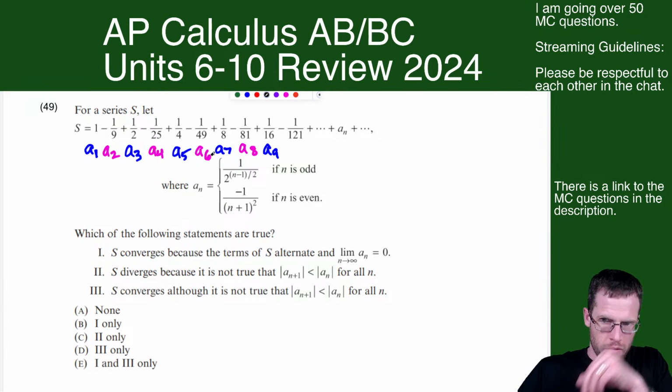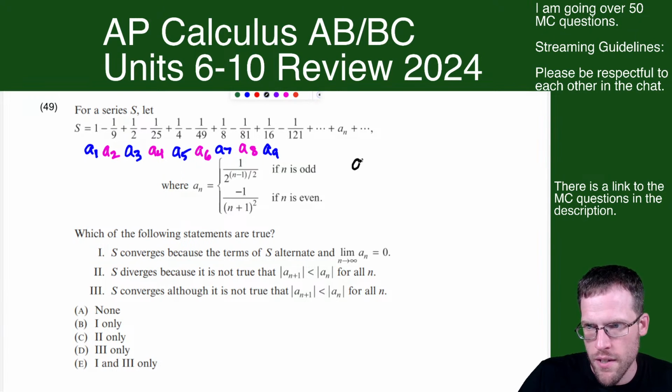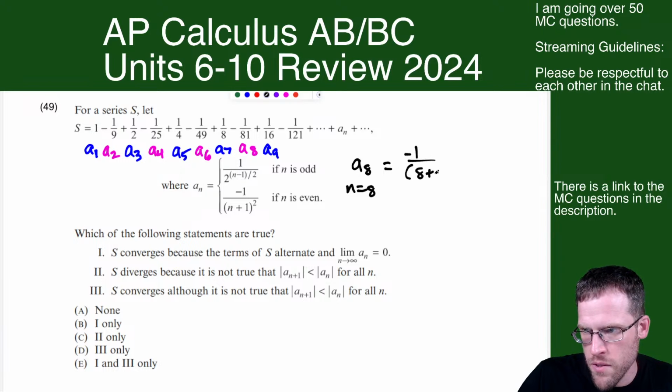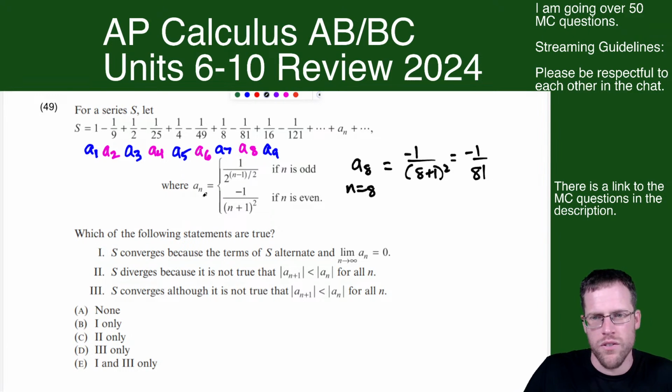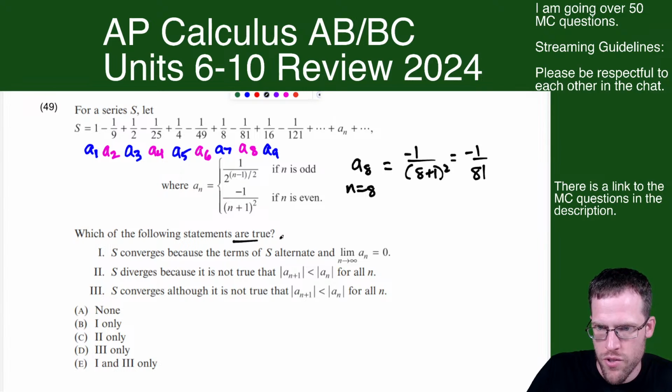If I want to pick a random term, like let's say A8, it's even, so n equals 8. When I plug in, it should be negative 1 over 8 plus 1 squared, which is negative 1 over 81. You see? It's a weird question, but that's what's going on here. Now, which of the following statements are true? The series converges because the terms of S alternate and the limit of the nth term is 0.